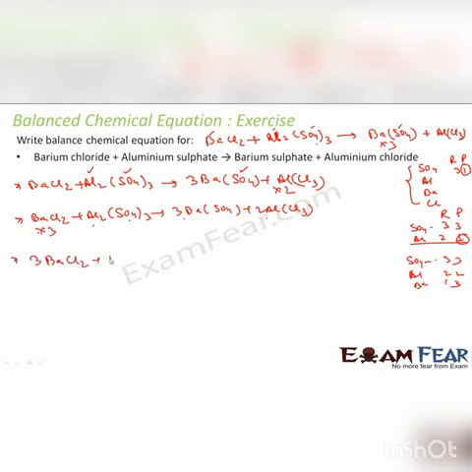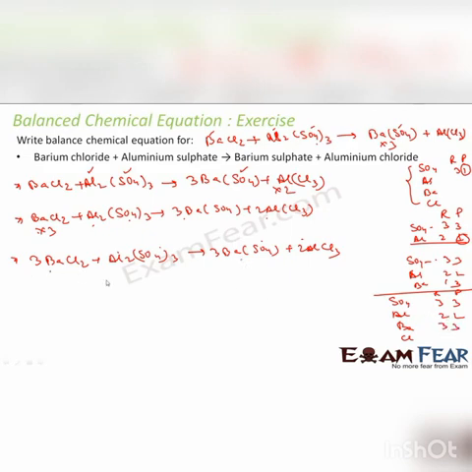So what you get is 3BaCl2 plus Al2(SO4)3 is equal to 3 barium sulfate plus 2 AlCl3. Now let's again check. So we have SO4, Al, Ba and Cl. Correct? This is my reactant, this is my product. Sulfate part is 3 here and 3 here. Aluminum part is 2 here and 2 here.